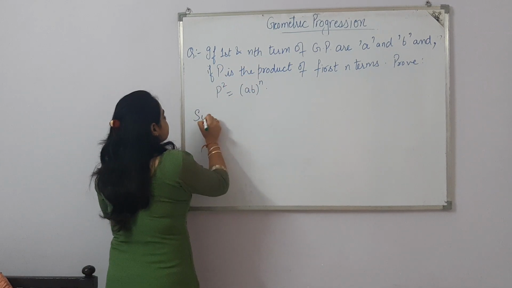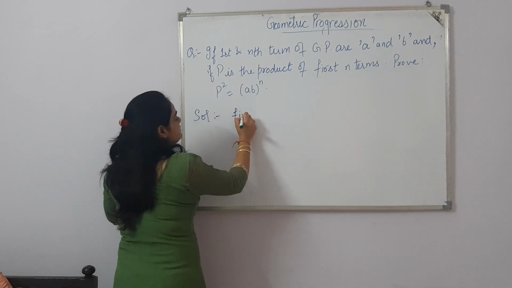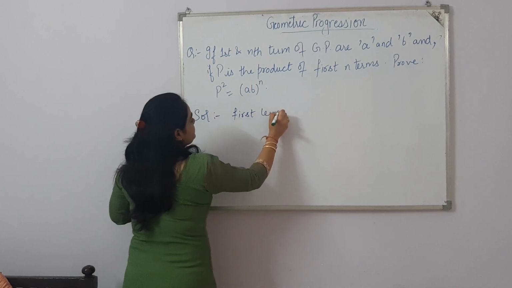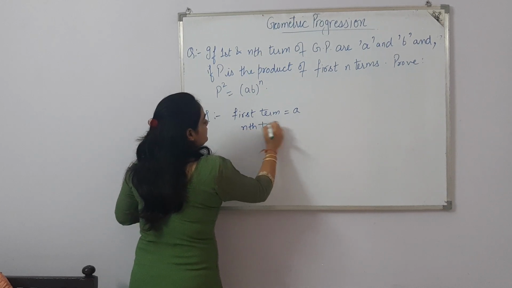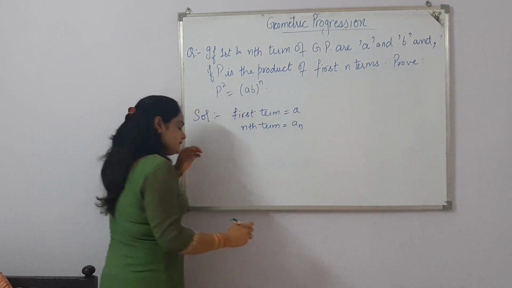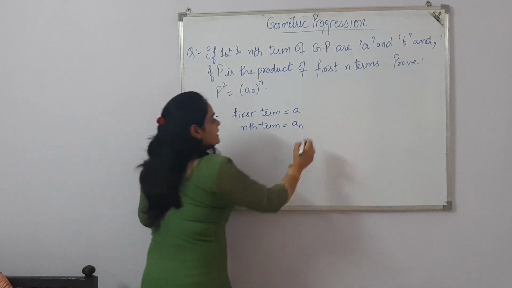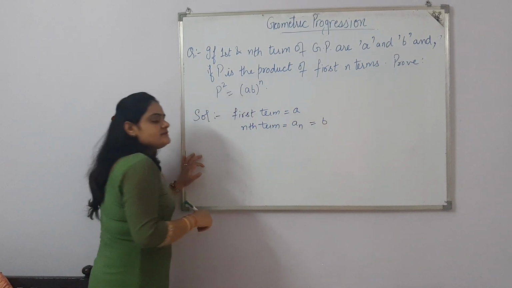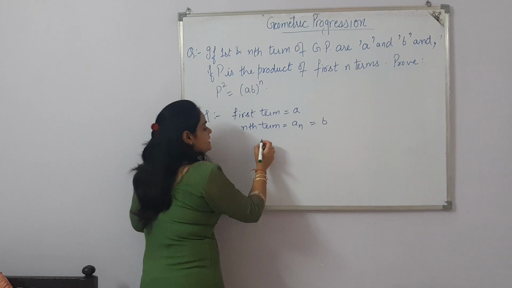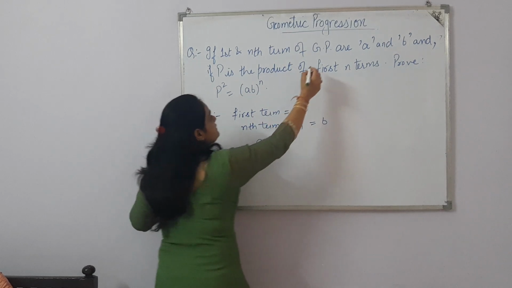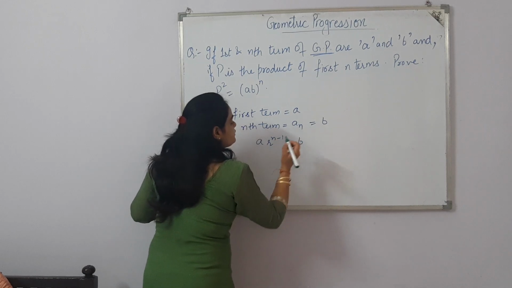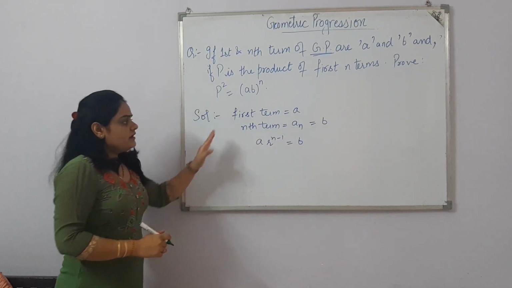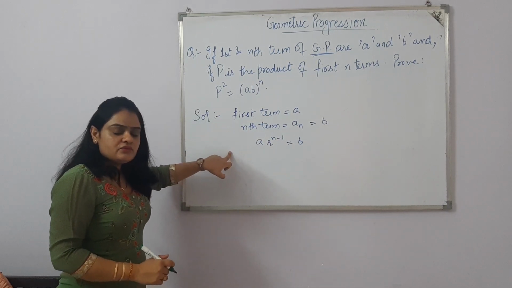First term is A and nth term, we write it as an, is already equal to B. This is given to us. What is the formula for an? In the case of GP, it is a r raised to power n minus 1, equal to B. We have these two terms which are given to us.